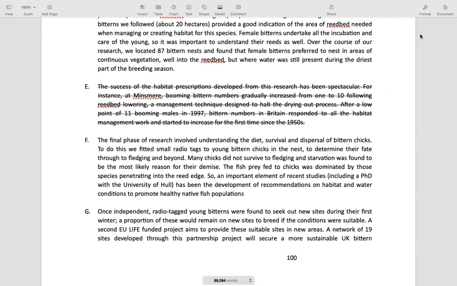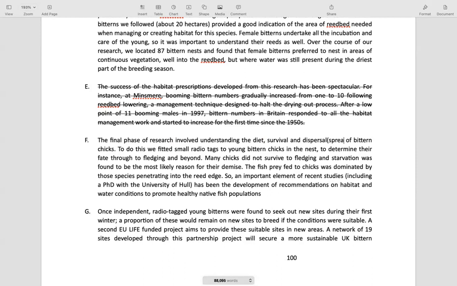The final phase of research involved understanding the diet. So over here, their main concern would be diet, like what kind of food has been eaten by them. Yes, and it's a part of their research. So now they're researching, figuring out the food. Survival and dispersal of pigeon chicks. It will decide how many of them will survive or how many of them will go somewhere else. Perfect. Dispersal is spread, and he said it perfectly.